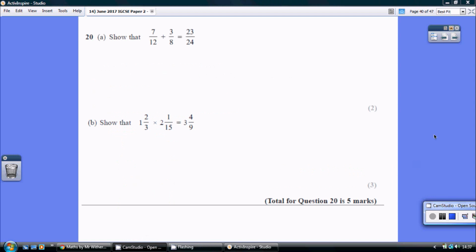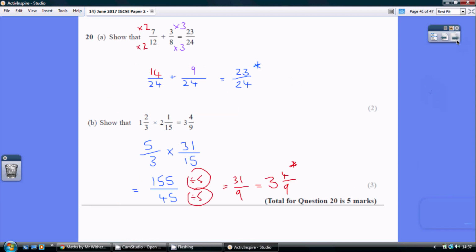Question 20. So to add fractions we need to get a common denominator. Both 12 and 8 go into 24. So focusing on the left hand side, let's make both denominators 24. With this first term, 7/12, how do we convert this into something over 24? Well, 12 times 2 equals 24. So we multiply both the numerator and the denominator by 2.